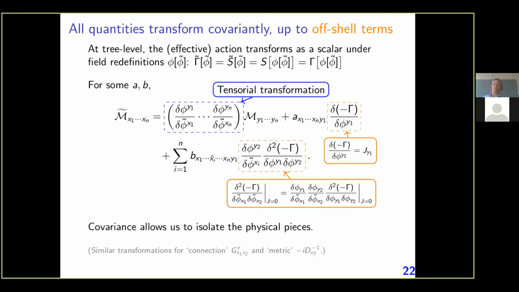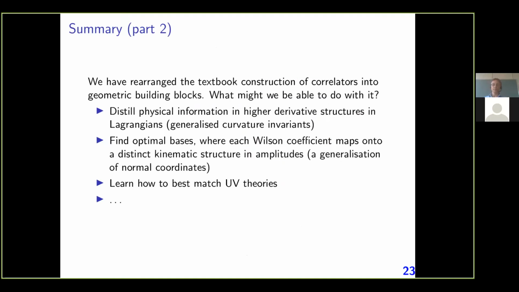But the important point of this slide is that we have identified something which has a covariant or approximately covariant transformation. And this is important if we want to now identify physical quantities which are completely invariant under all field redefinitions. So that is it for part 2. All we've done is just taken the textbook construction of correlators and rearranged it into building blocks which have nice geometric relations and transformations.